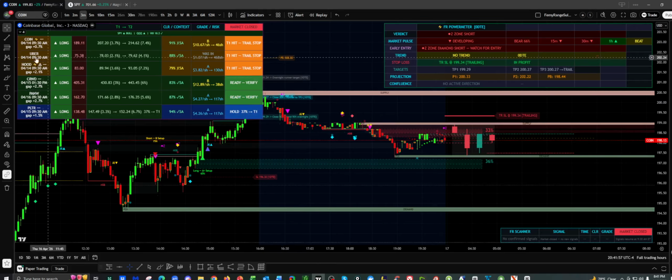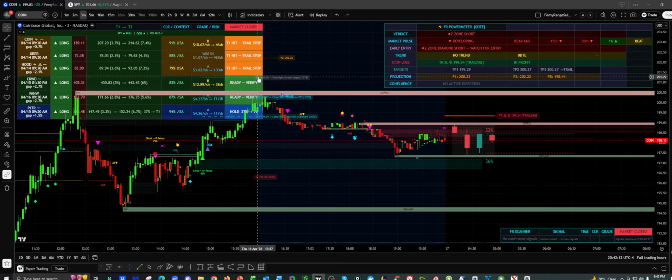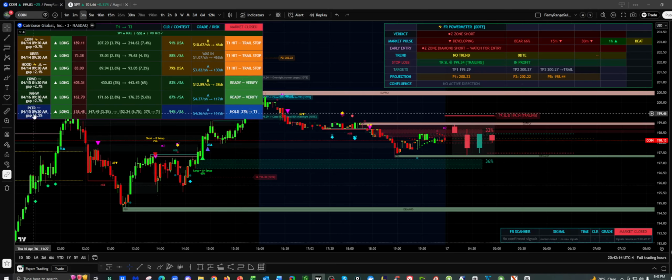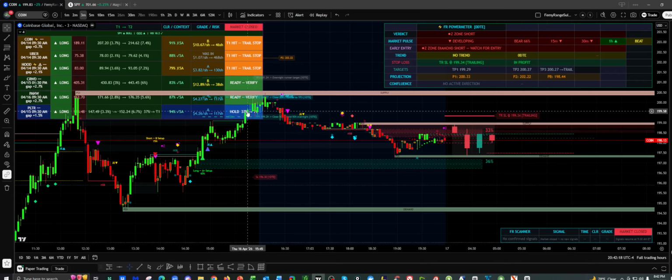Then Uber came on the 14th also. Hood came on the 14th also. Then on the 15th, you had Crowd, Ready Verify. So it's showing Ready Verify now. That means you can take a trade. Palantir came on the 15th, and right now it says hold 37%.